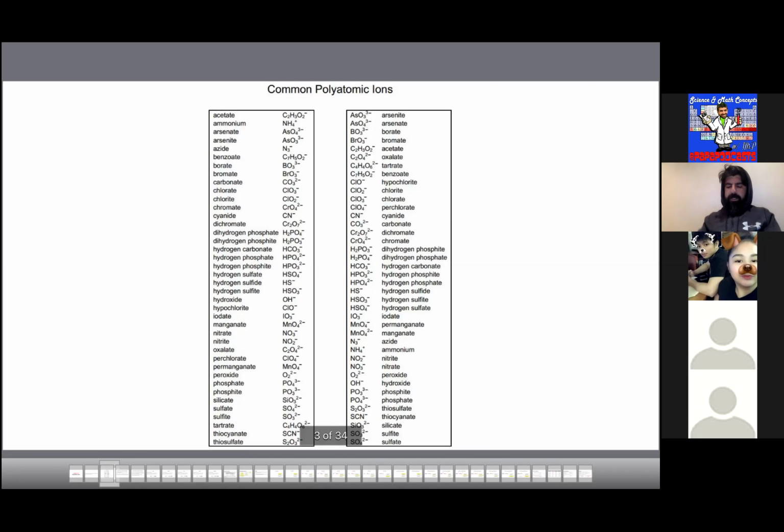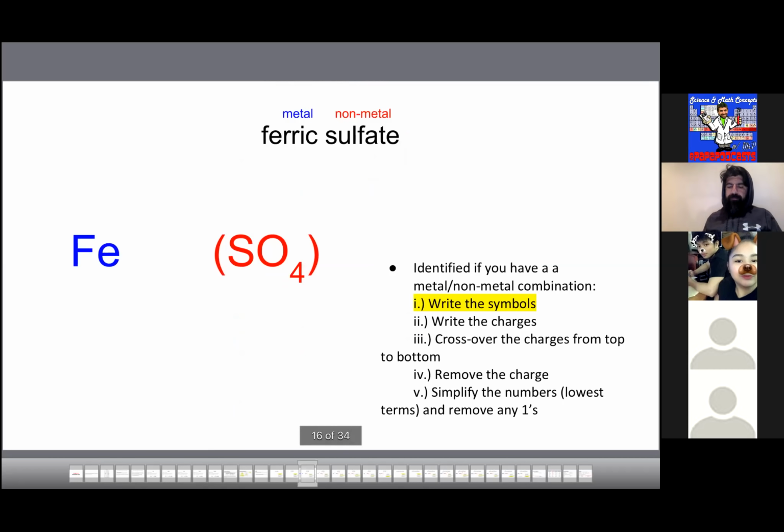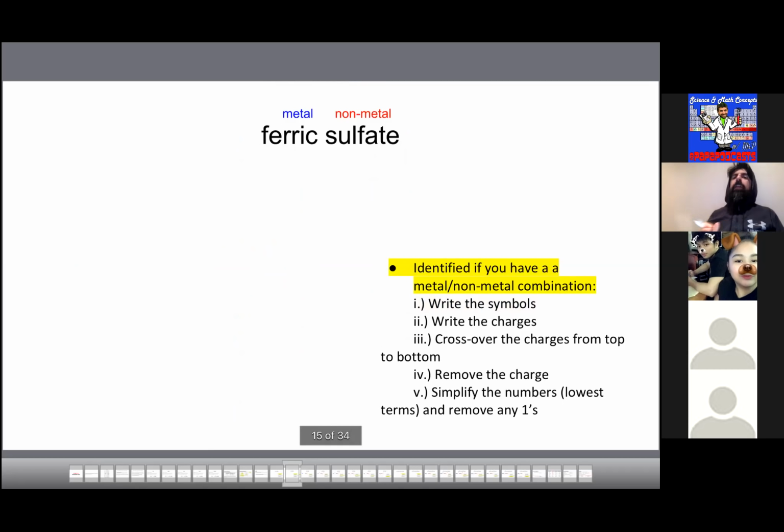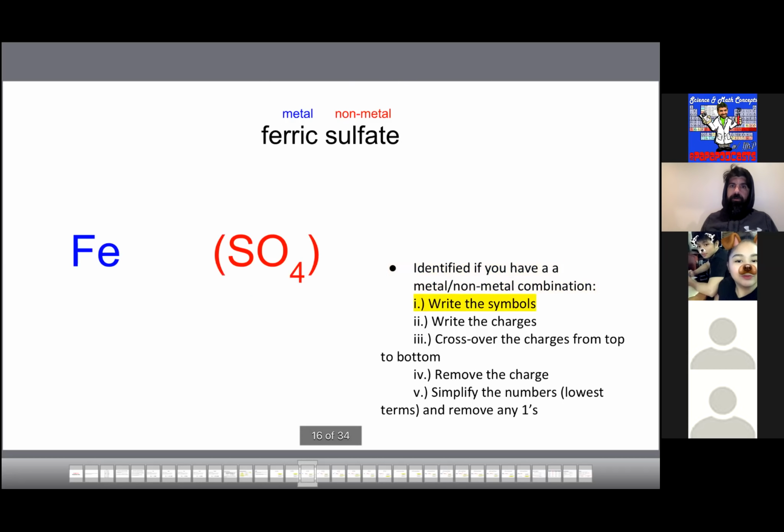Okay, so let's look at when we're naming them. When we're naming, same rules apply. Look for metal, non-metal. Here we have metal, non-metal, but now notice the ending, the ATE. Notice before we had the IDE ending. Binary, the ATE ending means sulfur with oxygen. So we've got ferric sulfate. So write the symbol: Fe and sulfate SO4.